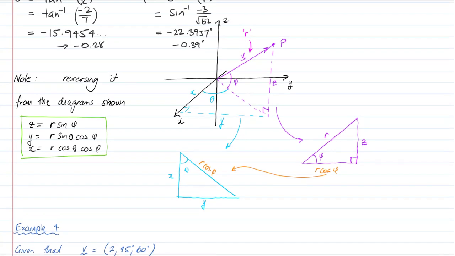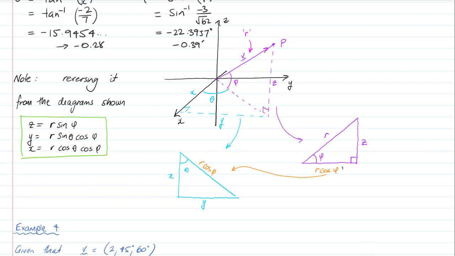From the diagram shown, we can calculate that Z is equal to R sine phi, and that Y is equal to R sine theta cos phi, and that X is equal to R cos theta cos phi. So I've got my little diagrams there, purple and blue, hopefully that helps. And in the purple and blue, the Z's pretty easy. Z is equal to R sine phi, so sine phi equals Z over R, multiply the R through.